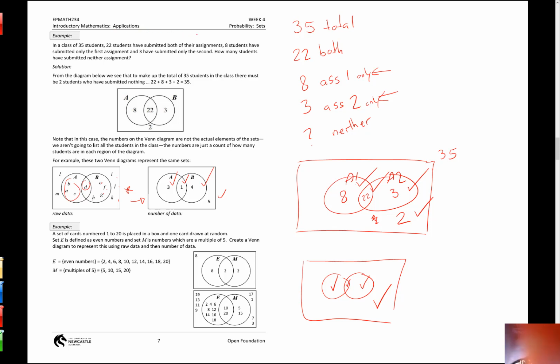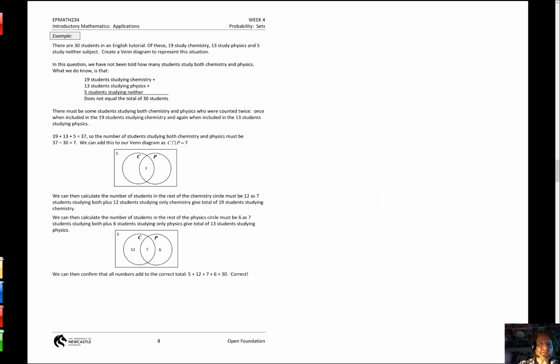22 students have submitted both their assignments. 8 students have submitted only the first assignment. As you can see, that only changed things. Let's look. This next one doesn't say only. There are 30 students in an English tube. Okay. I've got a habit of drawing a box and writing 30 there, just to remind me that whatever numbers I put in the box, it's got to add up to 30.